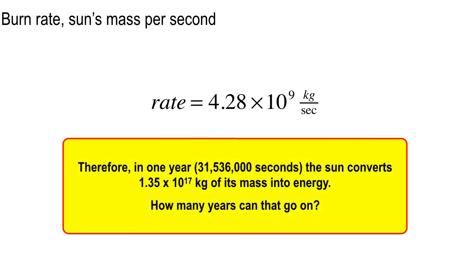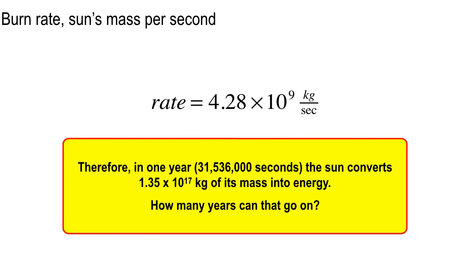In 1 year, go ahead and jot this down, 31,536,000 seconds, the sun converts 1.35 times 10 to the 17 kilograms. So multiply the kilogram rate times 31,536,000 seconds, and that tells you how many kilograms in a year. You can do it on your calculator. There it is: 1.35 times 10 to the 17 kilograms of its mass per year into energy.